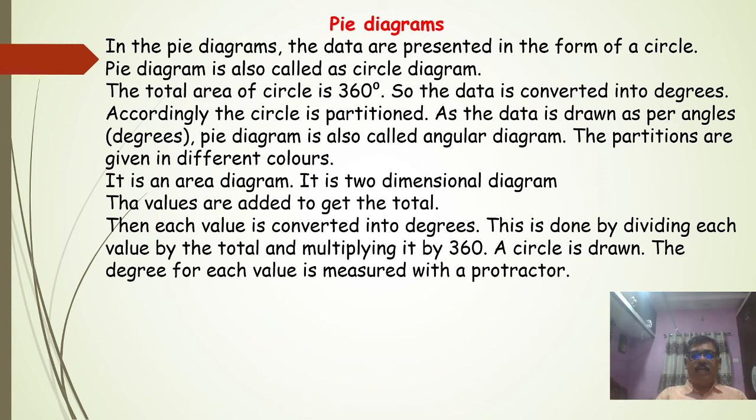The values are added to get the total. Then each value is converted into degrees. First of all, the total of all the values is found, and then each value is converted into degrees, and this is done by dividing each value by the total and multiplying it by 360. A circle is drawn and the degree for each value is measured with an instrument called a protractor.